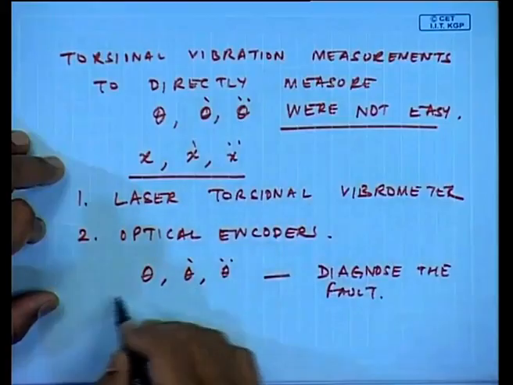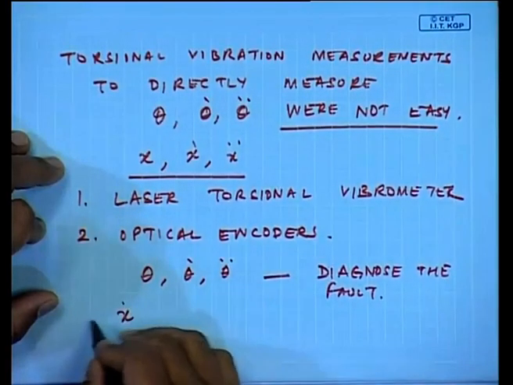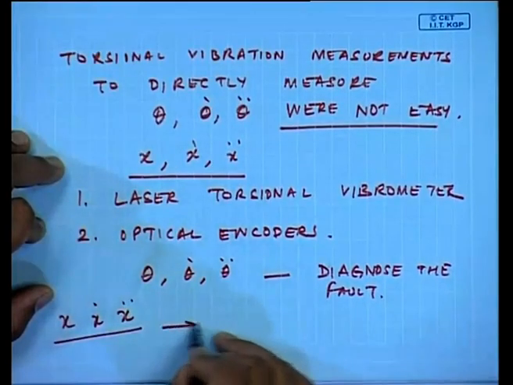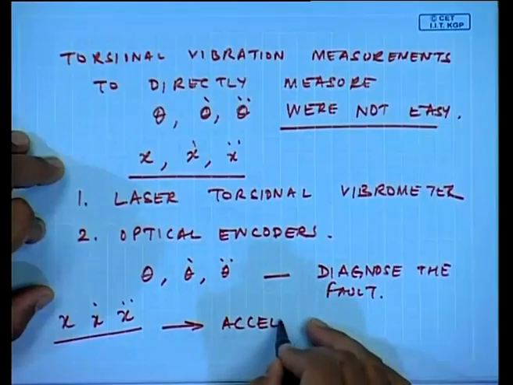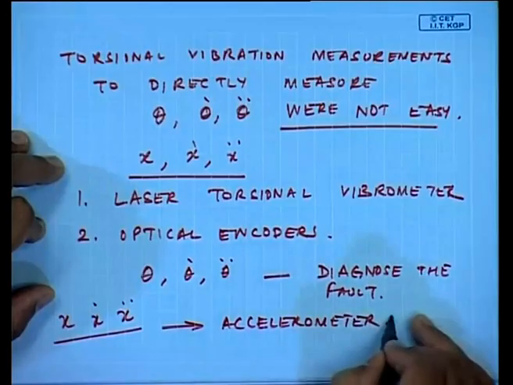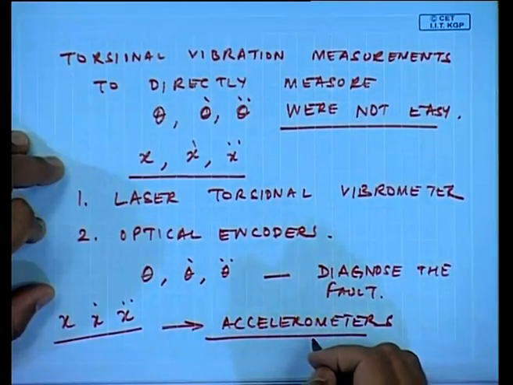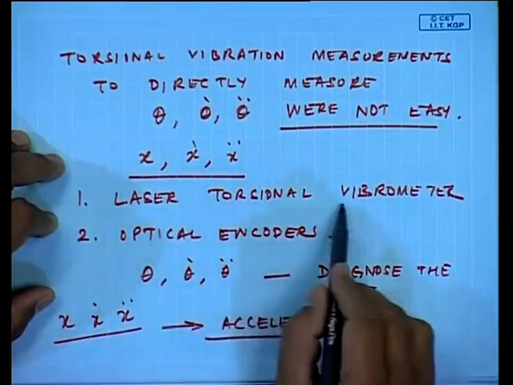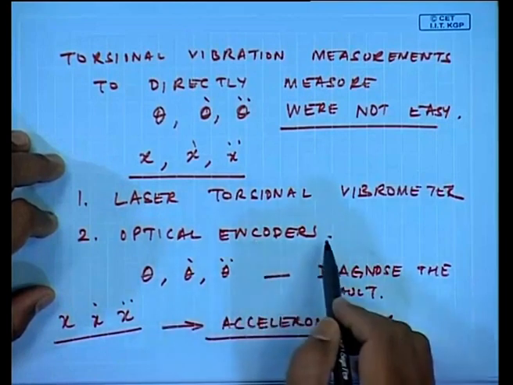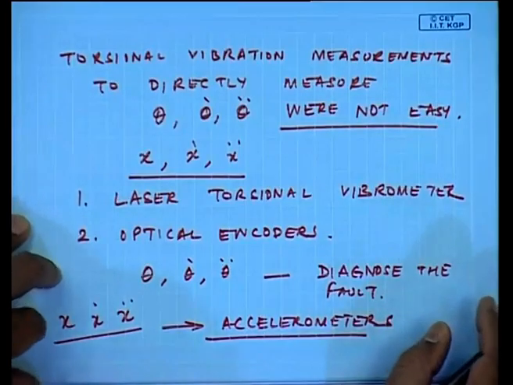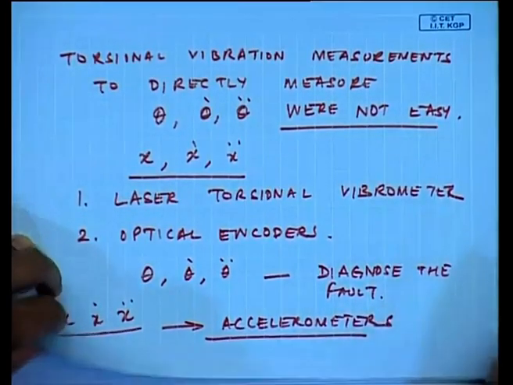This is to say that we do not use x or x dot or x double dot, which were measured by accelerometers, which are essentially contact type and have to be mounted to the casing wherein the vibration is occurring, unlike the laser torsional vibrometer or the optical encoders, which are non-contact in nature and can be very easily used and adapted to measure torsional vibrations.